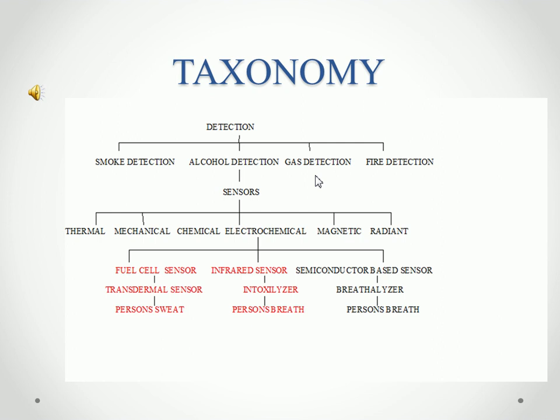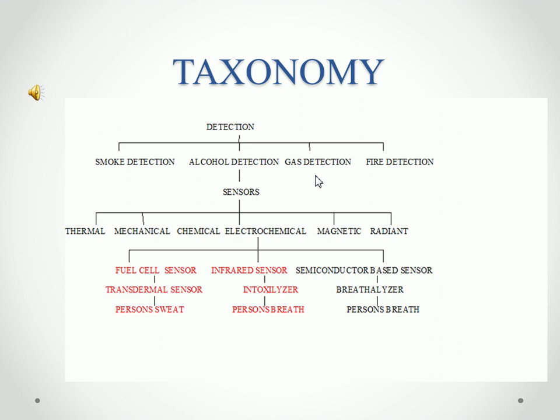Coming to taxonomy, as my project is about alcohol detection, I am going to describe that. In order to detect alcohol, there are different kinds of sensors like thermal, mechanical, chemical, electrochemical, magnetic and radiant. Here I am using electrochemical sensors. These sensors work by oxidizing the alcohol. When the alcohol is oxidized, an electric current will be generated. By measuring the electric current, the blood alcohol concentration is measured.